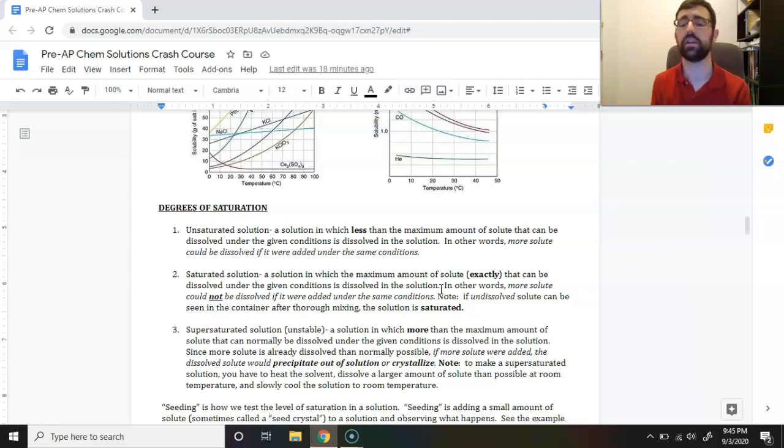So I could test that. I could put a little bit more solute in and stir it up. And if it will not dissolve, then I know that solution was saturated.